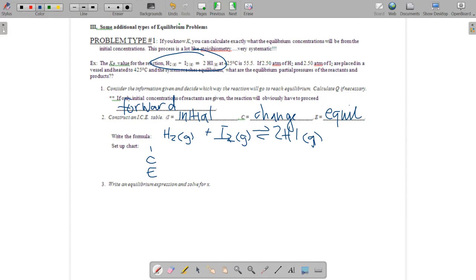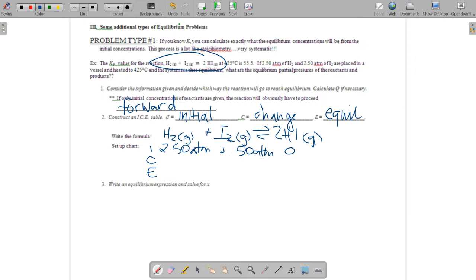In this case, they give it to us in pressure. So this is 2.50 atm of H2 and 2.50 atm of I2, and we have none of the HI. So we know right away, we don't have to calculate a Q to figure out which direction the reaction is going to go, because guess what? We don't have any HI. We've got to create that. So it's got to go in the forward direction.